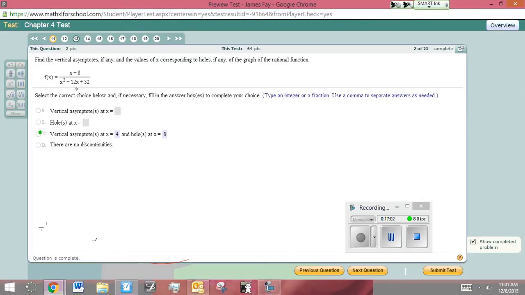In this one, what you're looking for is you get a factor. So when I factor this bottom, top stays x minus 8. Bottom is going to go x minus 8, x minus 4. So when they cancel, x minus 8's cancel. That tells me a hole at 8. And x minus 4 didn't cancel, so that tells me an asymptote at x equals 4.